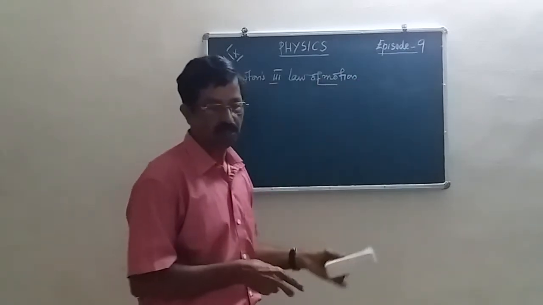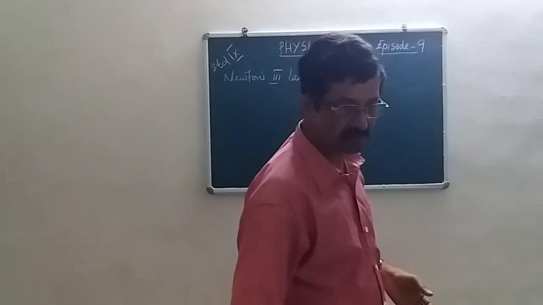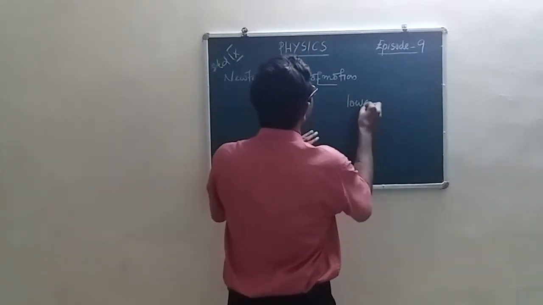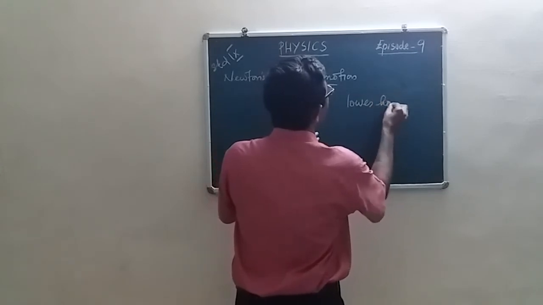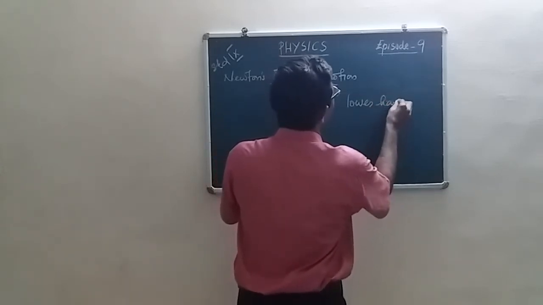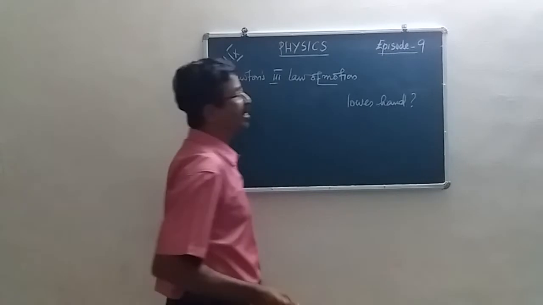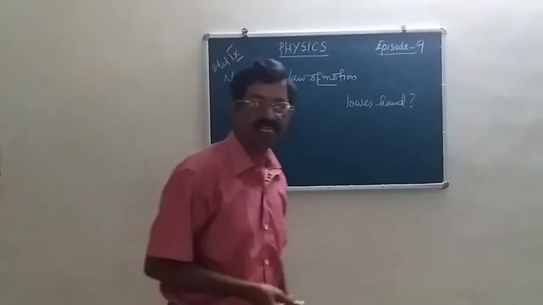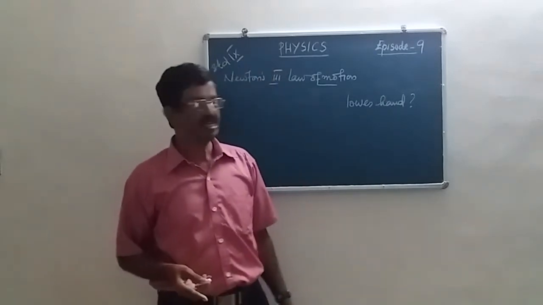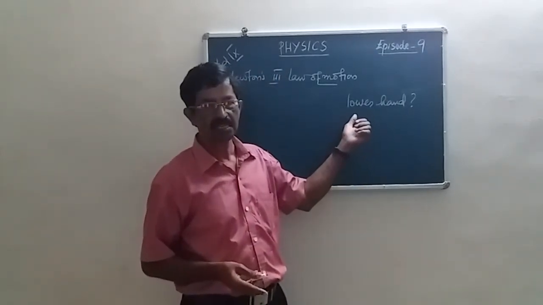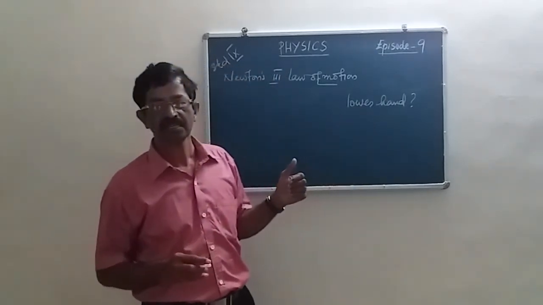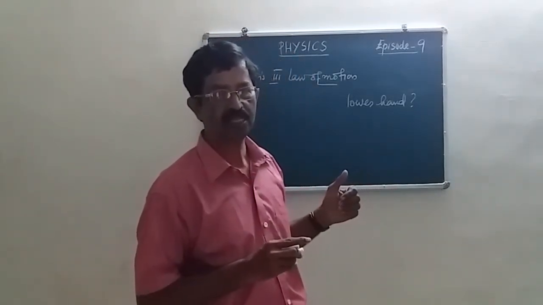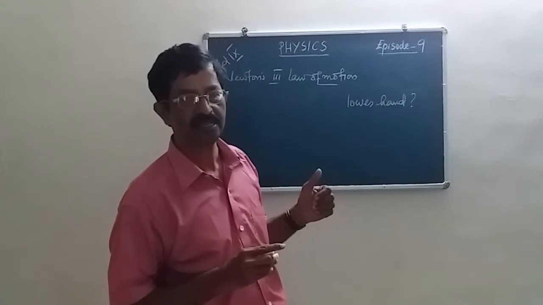And also, why do we lower our hand while catching? Why lower the hand when we catch a cricket ball? Try to remember it. Answer: we can reduce the rate of change of momentum, or force acting, so that injury can be avoided.